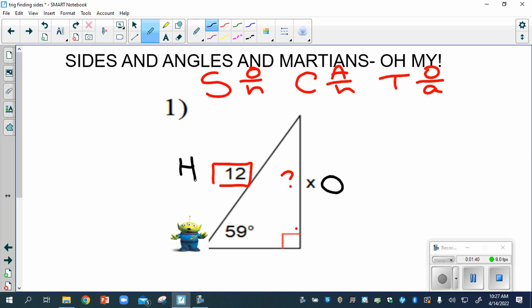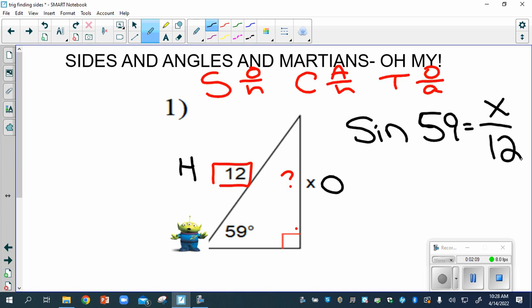So here's what I need to do. Jason's going to watch me. I need to look at these guys and think which one of them uses an O and an H. Only one of them does. Sine does. So here we go. You guys ready? You're going to write sine of 59 equals x over 12.